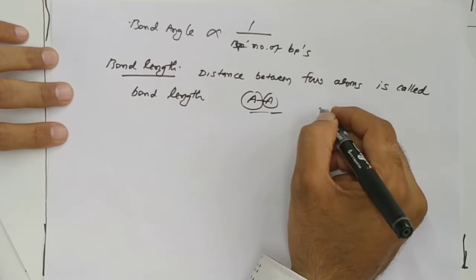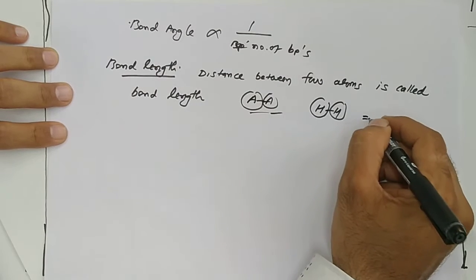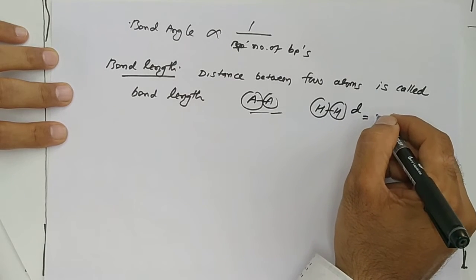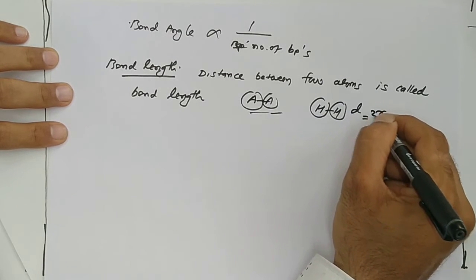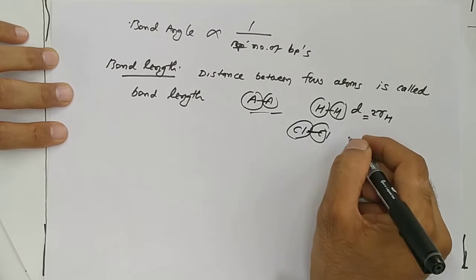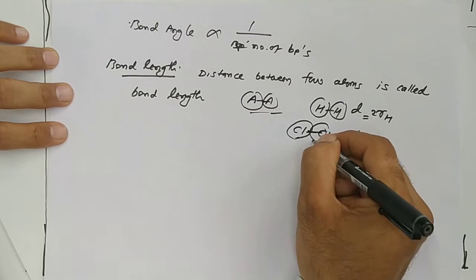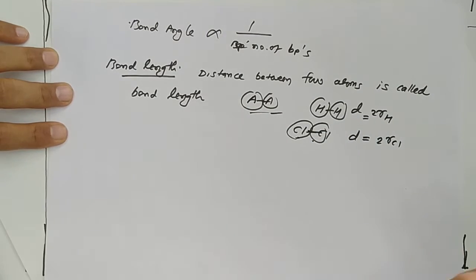But if two atoms are the same, having the same electronegativity, if two hydrogen atoms are combining, here bond length will be 2 times the radius of hydrogen. Bond length between chlorine molecule, the distance is 2 times the radius of chlorine.